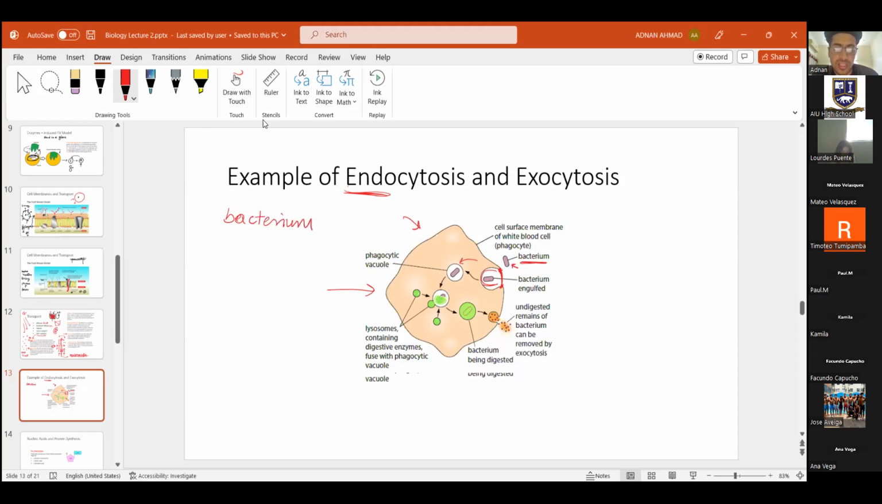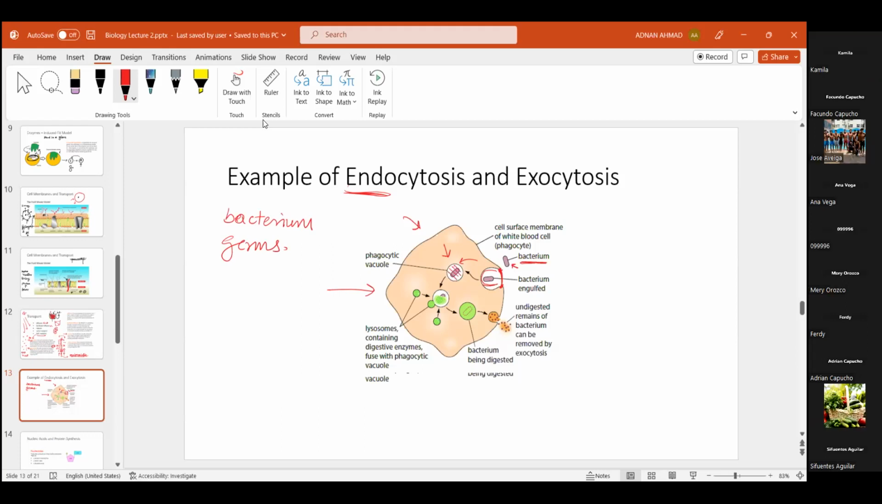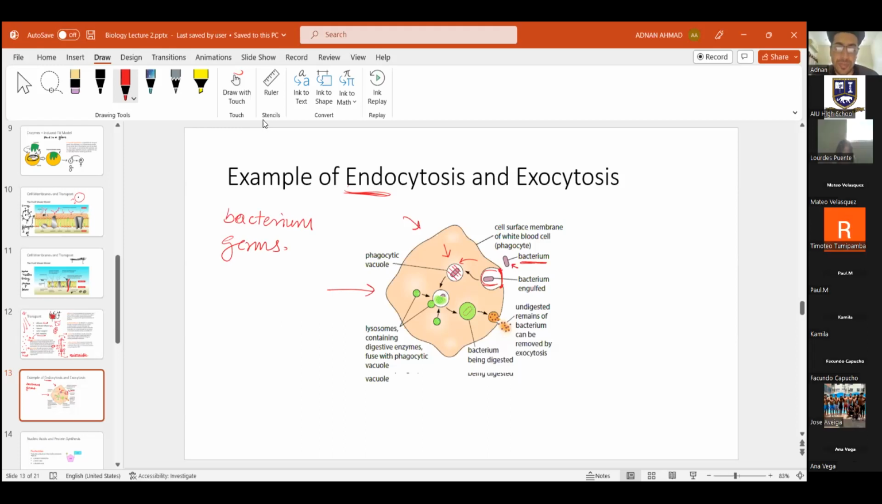The bacterium, or we can say germs, is broken down. This cell breaks down this bacterium, which was trying to make us sick. And now the waste is trying to get out of the cell. So again, this cell membrane will have a small opening, and the waste will leave the cell. Is it clear? And this process will be called exocytosis.